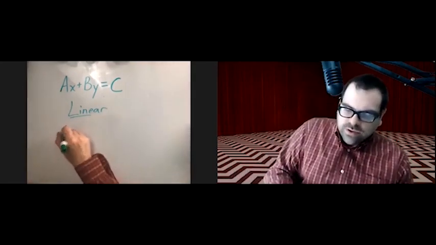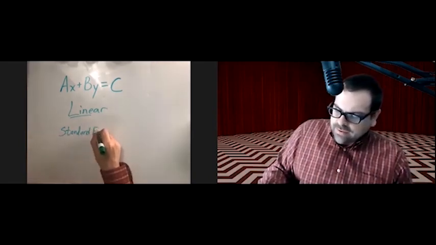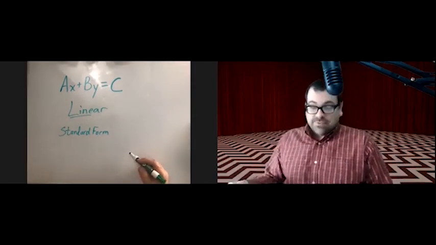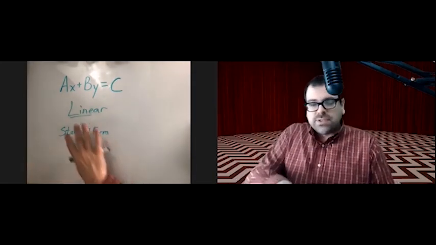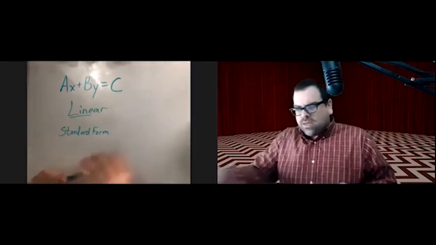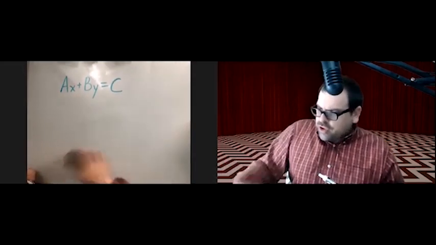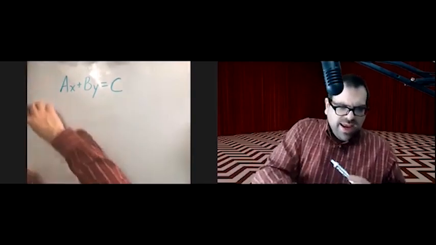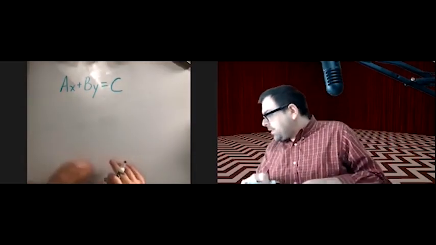And this is called the standard form of a line. But you may hear me just call it AX plus BY equals C form. Here, X and Y are our two variables, and A, B, and C are any number. Let's show by point plotting that anything of this form is in fact a line.